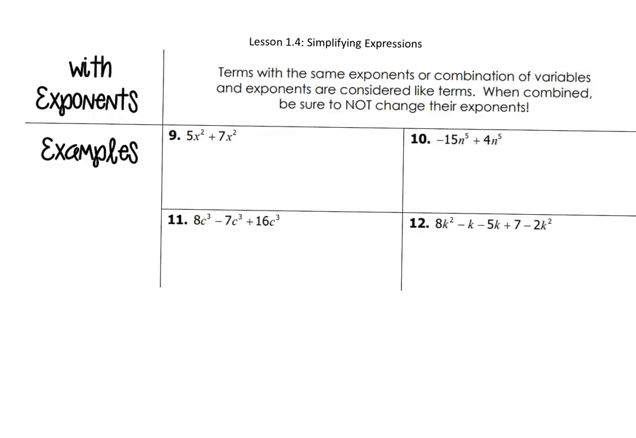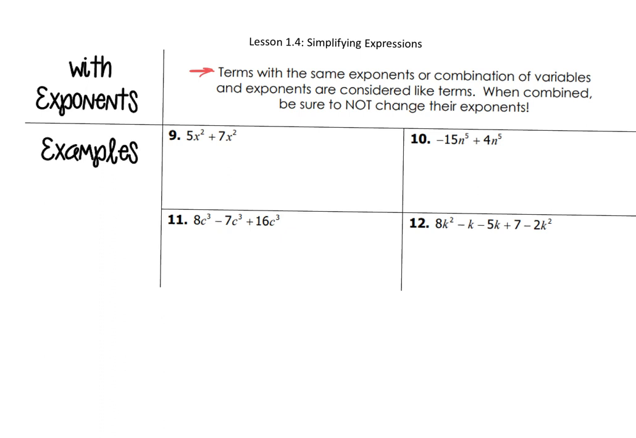So all of the variable terms that we've had up until this point have not had exponents attached to them, which are those little numbers that come just to the right of the variable. We haven't had exponents yet. So when it comes to our variables having exponents, let's read what it says up here above. It says terms with the same exponents or combination of variables and exponents are considered like terms. When combining, be sure not to change their exponents.